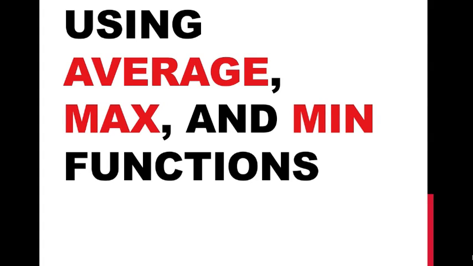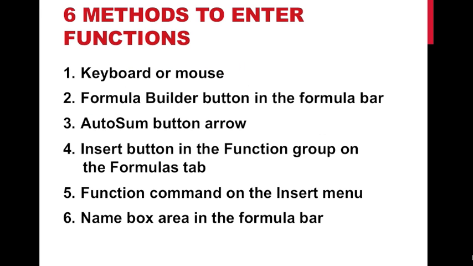From this point, we're going to talk about using three specific types of function: the average, max, and min functions. There's six methods that we can use to enter functions. One is the keyboard or mouse, which we're very familiar with. The other is the formula builder button in the formula bar, which means that you can just type the formula in the bar up there. The AutoSum button arrow, which we've used in Unit 1.